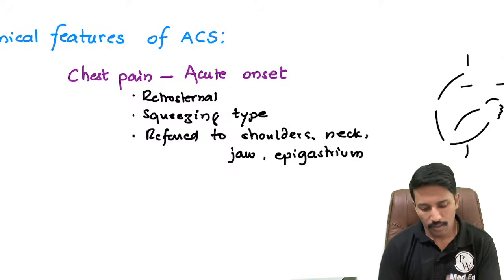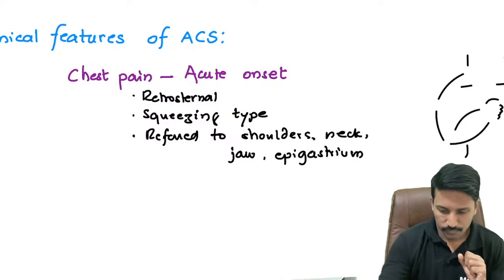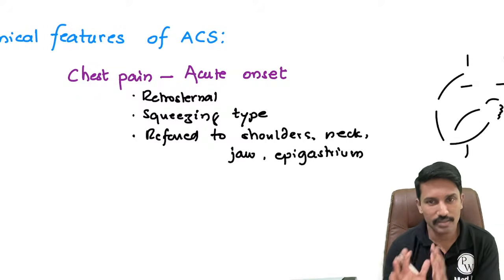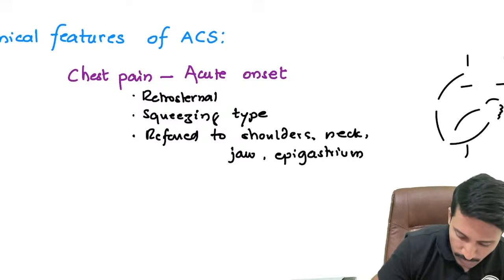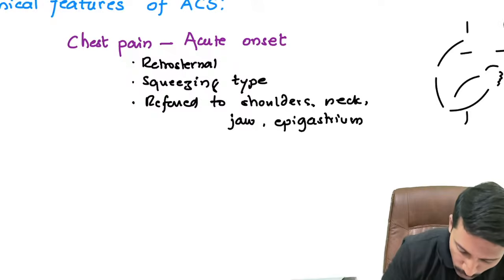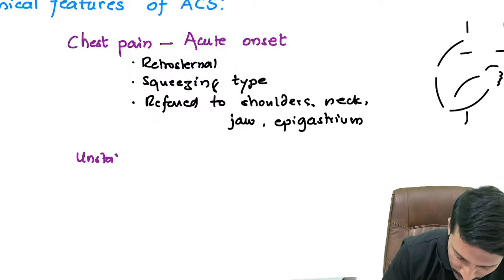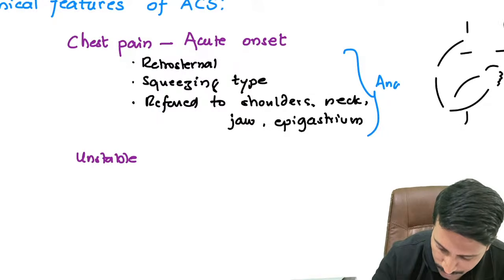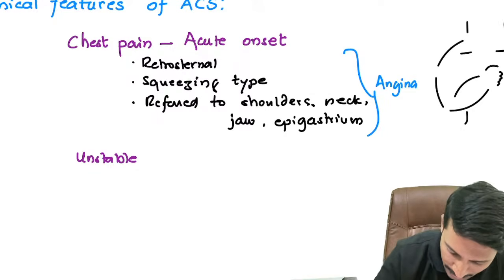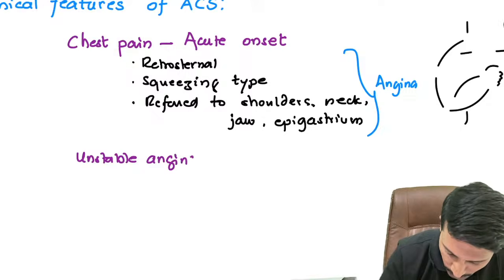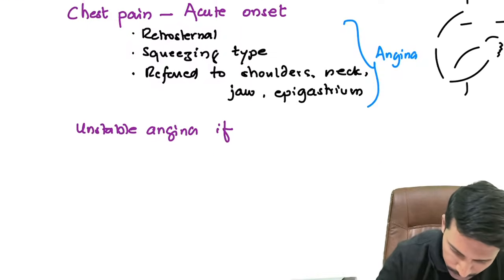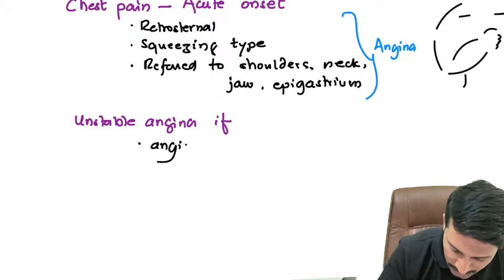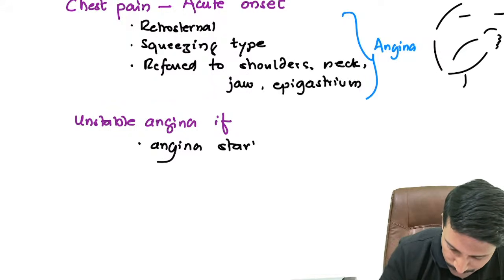Okay. Now, this chest pain, when do I suspect that the patient is having acute coronary syndrome and it is not stable angina? So we'll call it unstable angina when, right? This chest pain is collectively called angina. It will be called unstable angina if, first point, angina started at rest.